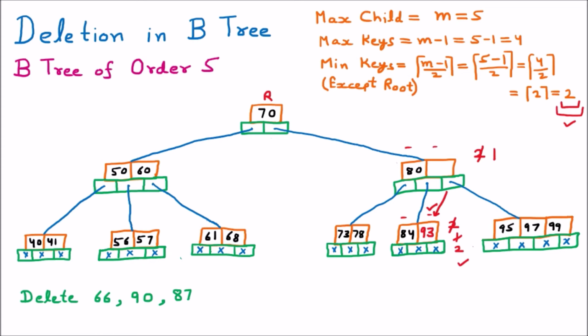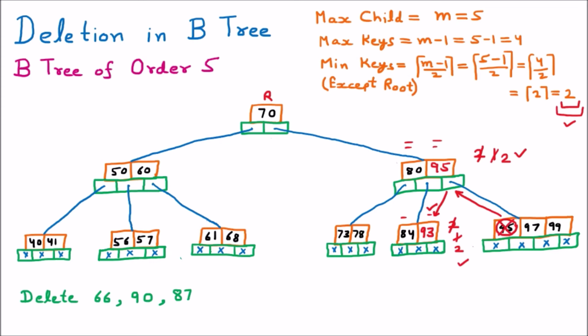Now somebody will take the position here, so that again the keys will become 2. And this 95 is going to move up and take the position. So this 95 will move up, and once 95 moves up, we can see that now we have two keys. So the two keys condition is satisfied here. But whenever we are moving this 95, we have to delete it from here.